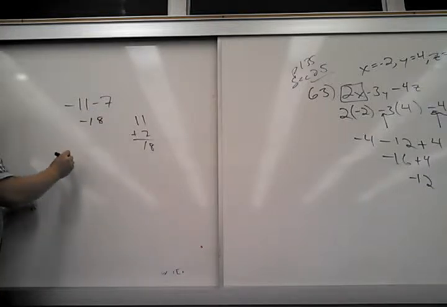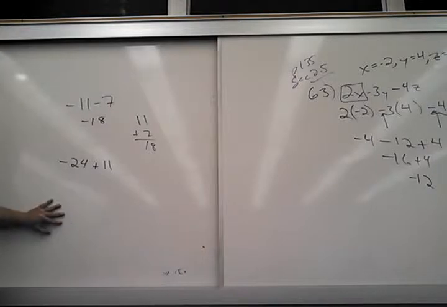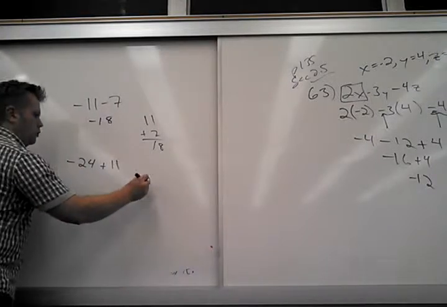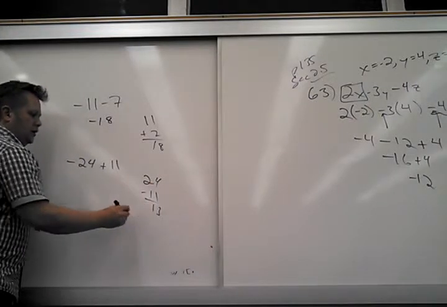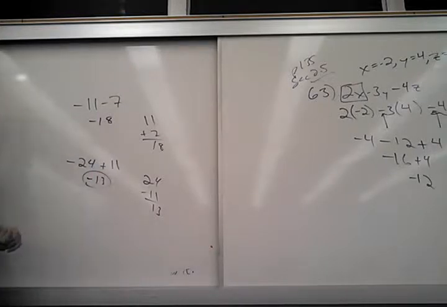If I have different signs, what would I do there? Yeah, subtract the numbers. The numbers are 24 and 11. That's 13, and which one's bigger? Negative. Negative, so it's negative 13. Okay, cool. I like it. Nice.